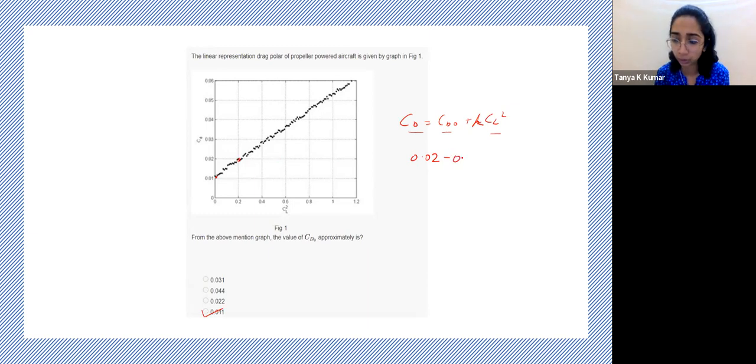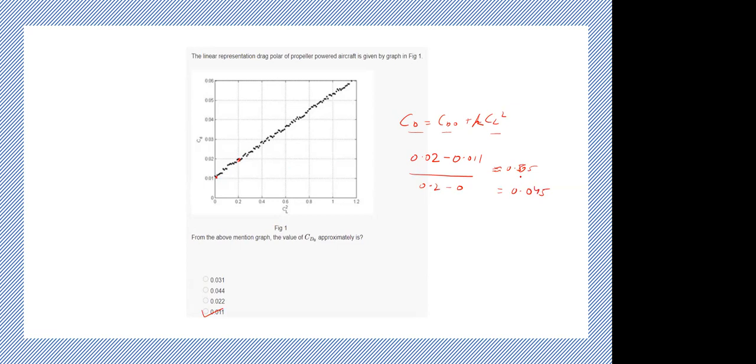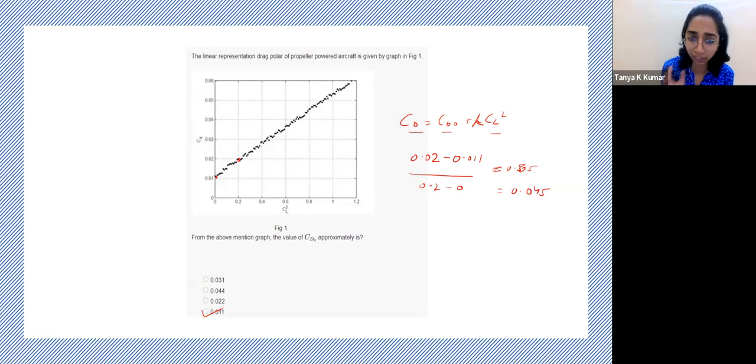Okay, so 0.02 minus 0.011, which is the value here, right? Divided by 0.2 minus 0. This comes to 0.045, right? Yes. 0.045. Is everybody clear with this step? I've just taken the slope using any 2 points. Everyone's clear with that? It's 0.045, around that range.